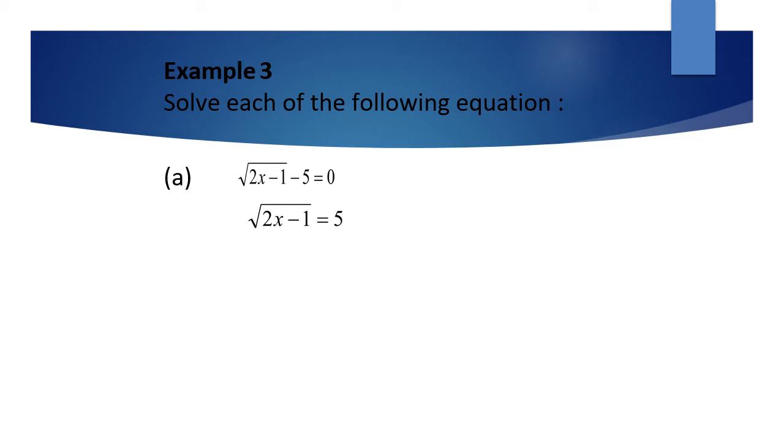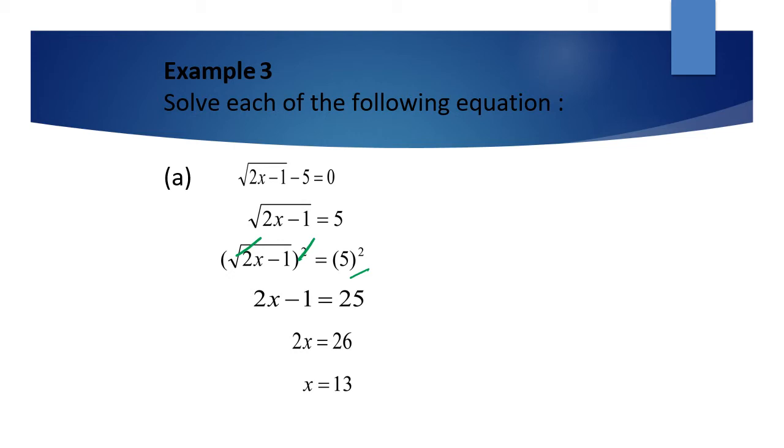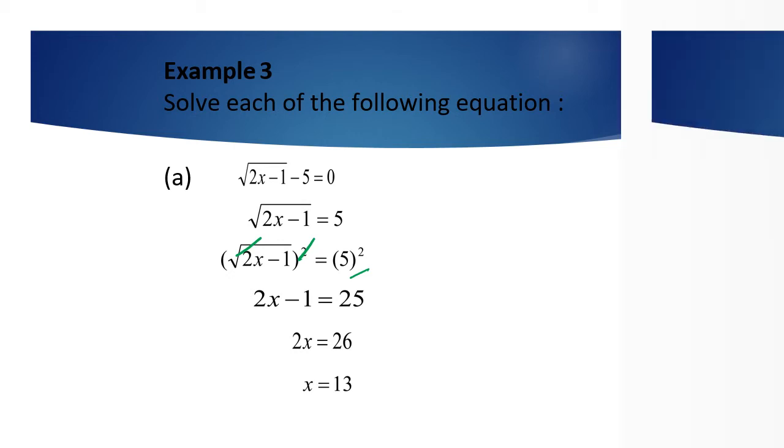So what is the next step? We square both sides. So when we square both sides, this surd will be eliminated. So what we have on the left side is 2x minus 1 only, and on the right side 5 to the power of 2, which is equal to 25. Now we can solve the equation, just a linear equation. So 2x equal to 26, so x equal to 13. So what is the next step? The last step, don't forget to check.